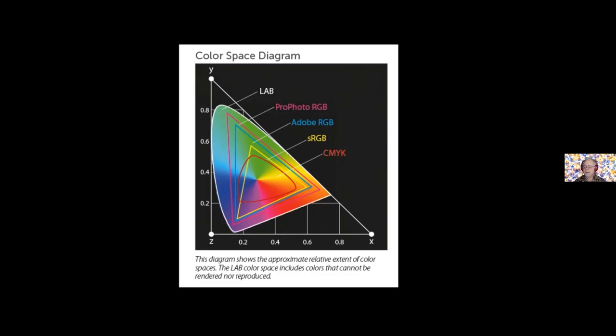Constance Connie wants to know, why isn't CMYK the lowest as opposed to sRGB? Well, frankly, this diagram is giving a misimpression there to some extent. There are many CMYKs, just like there are many RGBs. The CMYK you work with is going to depend on the printer specifications. When we're designing a book, one of the first things we do is say, what CMYK are you working with? And how wide gamut that is really going to depend on the printer.